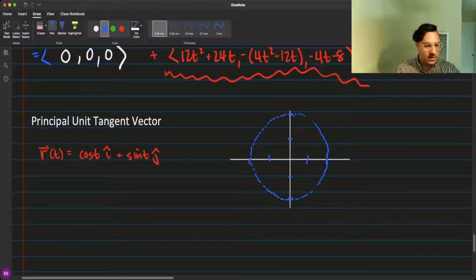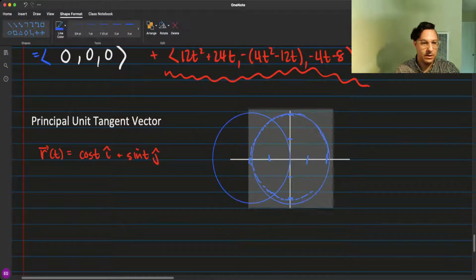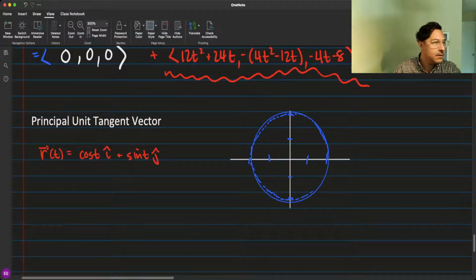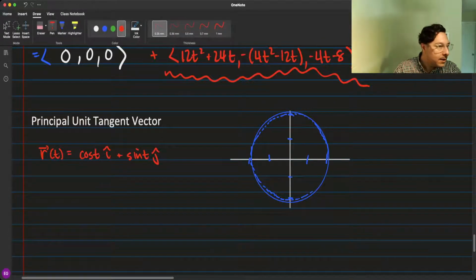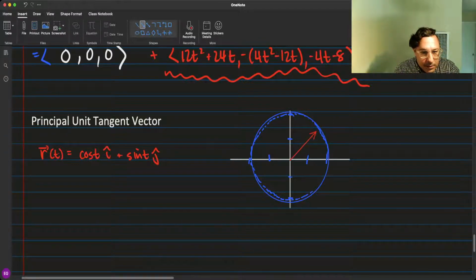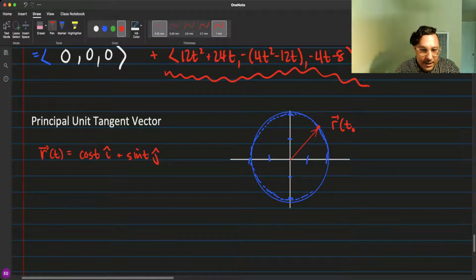Actually, let's just draw in a circle so it looks pretty. There we go. I always forget that I can just do this. Now, let's draw in a vector right here. You get this point and this vector by plugging in some t value, let's call it t naught, into there, right? So that's r of t naught.